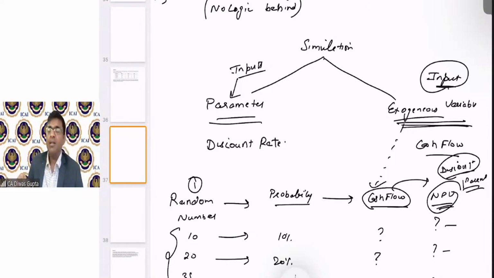Now, what is an exogenous variable? Exogenous variables are those inputs which are bound to change and are not in the decision maker's control. They are dependent on some probability, which is in turn dependent on the random number. So this cash flow is dependent on some probability, and this probability is coming from a random number. Simple. Okay, students, so I hope the exogenous variable and parameter are clear.